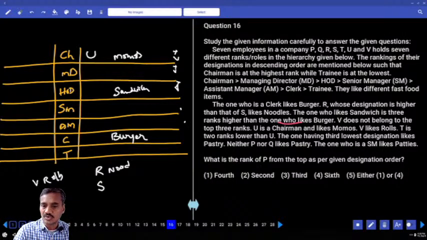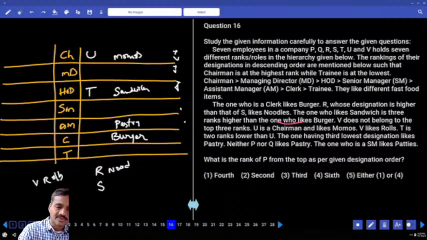And T is 2 ranks lower than U. Now T is 2 ranks lower than U, T is here. The one having 3rd lowest designation likes pastry. Now 3rd lowest, and this person likes pastry. And then R is above the one who likes noodles. R is above S. And W likes rolls, and W can be at any one of these 2 places.